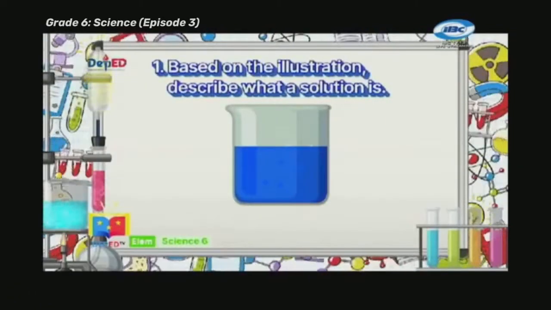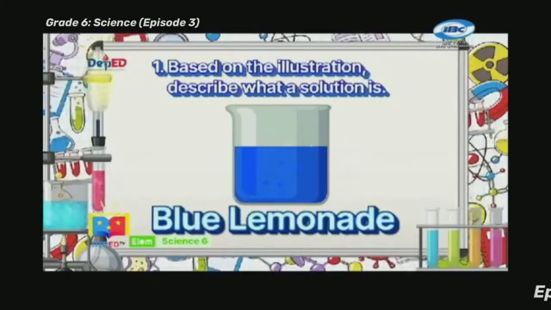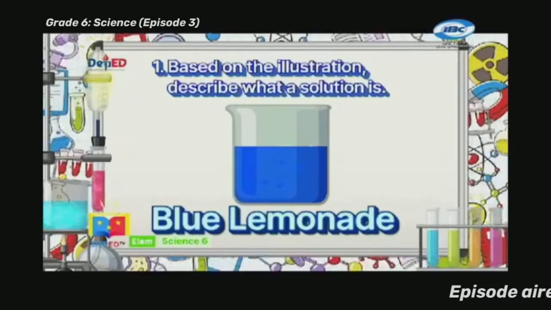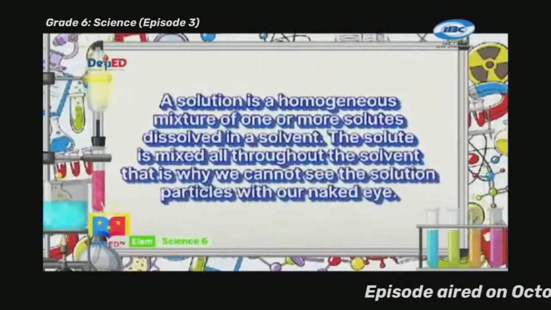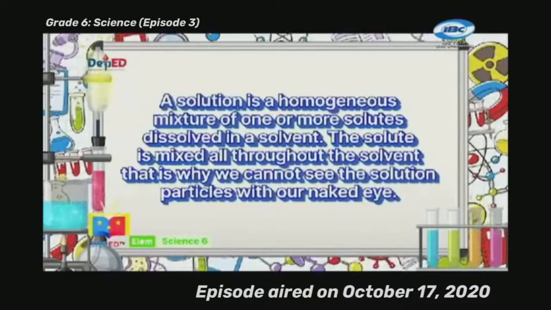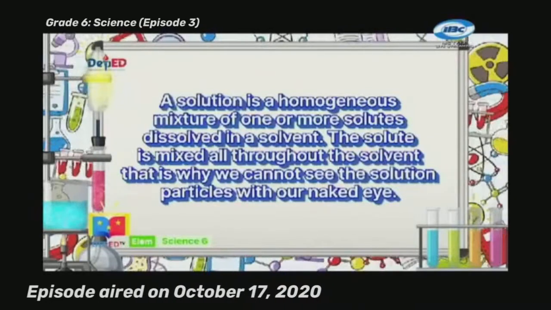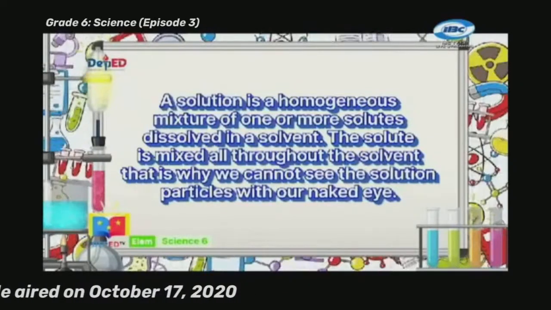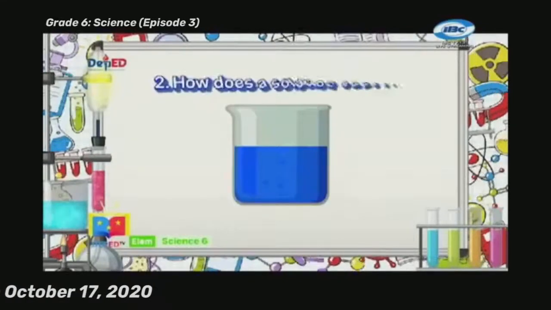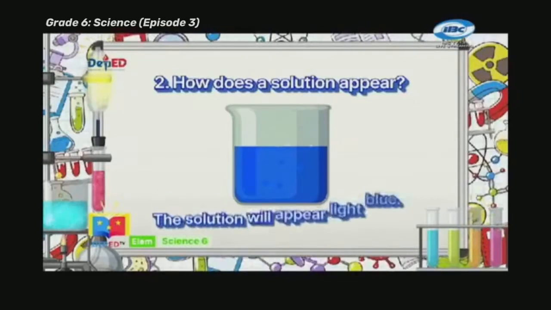Number 1. Based on the illustration, describe what a solution is. A mixture of blue lemonade powder and water. A solution is a homogeneous mixture of one or more solutes dissolved in a solvent. The solute is mixed all throughout the solvent. That is why we cannot see the solution particles with our naked eye. Number 2. How does a solution appear? The solution will appear light blue.